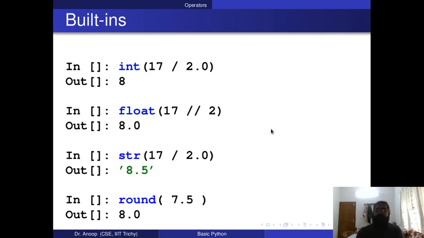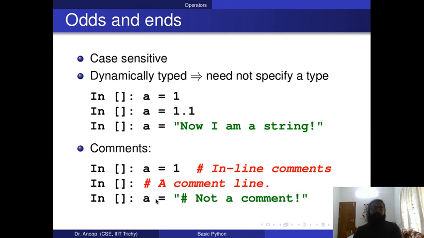So these are the typecasting: int, float. Which means that the operation is typecasted into the particular integer type, or into the particular float type. Then this is typecasted into string type. This is rounded by the function round. Like that. So that's it.